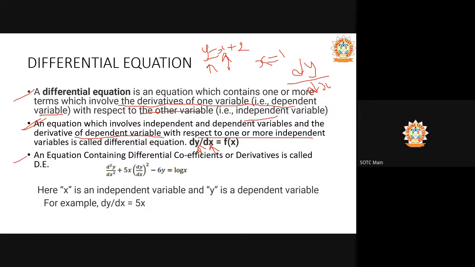Now you can see this simpler one. An equation containing the differential coefficients or derivatives is called a differential equation. You can see the example d square y by dx square plus 5x into (dy by dx) whole square minus 6y is equal to log x. This is one example, right?